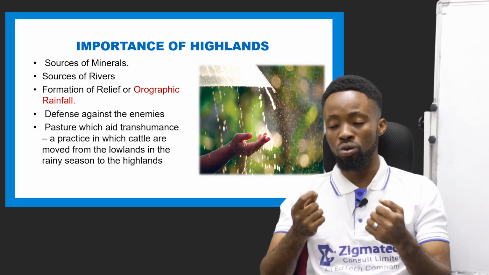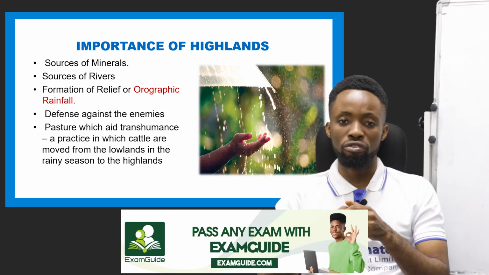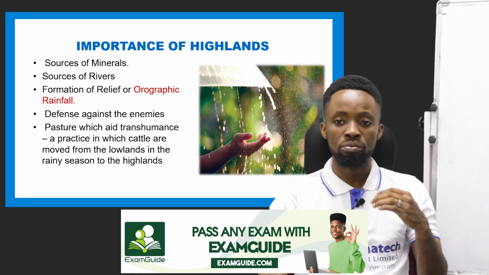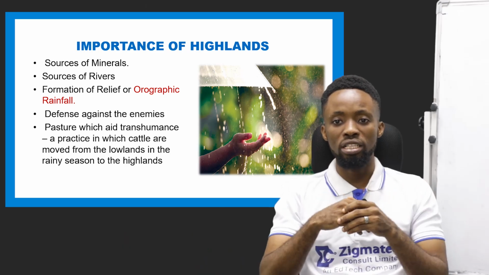And also the Ogun River and Osun River in the western part of Nigeria, they actually get their source from the western highlands or the western uplands in Nigeria. So rivers are gotten from highlands.